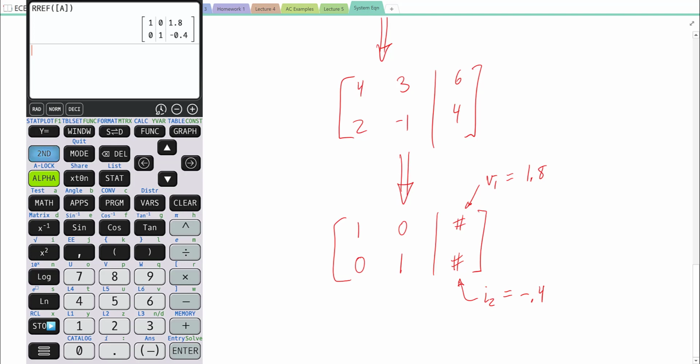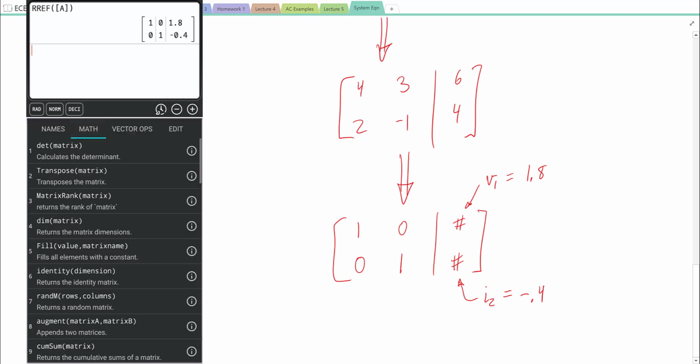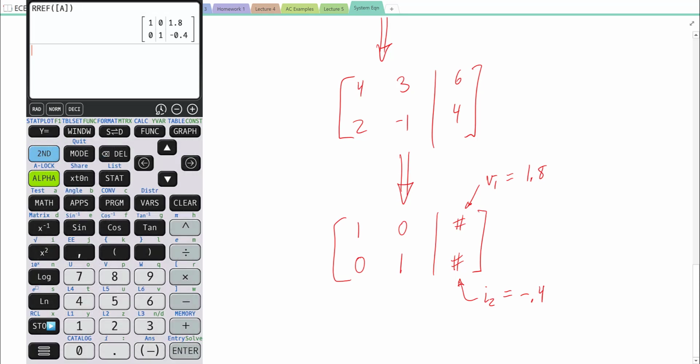And if I go back to my matrix menu here, you'll notice under math I also have the determinant of a matrix. Well, I can't take the determinant of a non-square matrix, so I can't take the determinant of this 2 by 3, but if I had my 2 by 2 matrix that was the 4, 3, 2, minus 1, I could be taking determinants and applying Cramer's rule that way if I wanted. But personally, I think it's always easier to just go with reduced row echelon form.